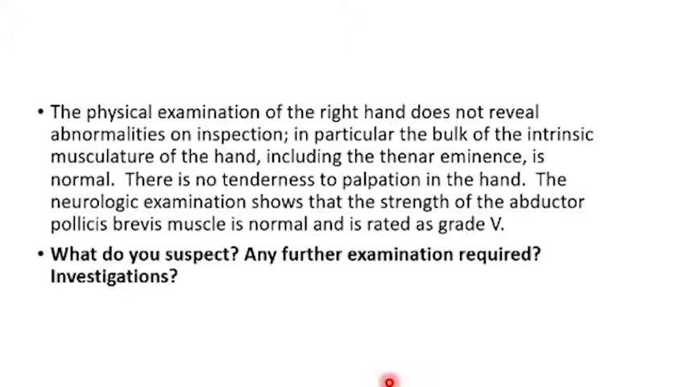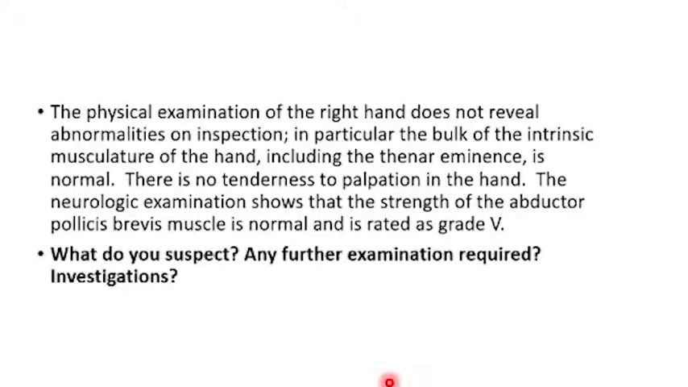The physical examination of the right hand does not reveal abnormality on inspection. In particular, the bulk of the intrinsic musculature of the hand, including the thenar eminence, is normal. There is no tenderness to percussion on the hand. The neurologic examination shows the strength of the abductor pollicis muscle is normal and is rated as being firm.